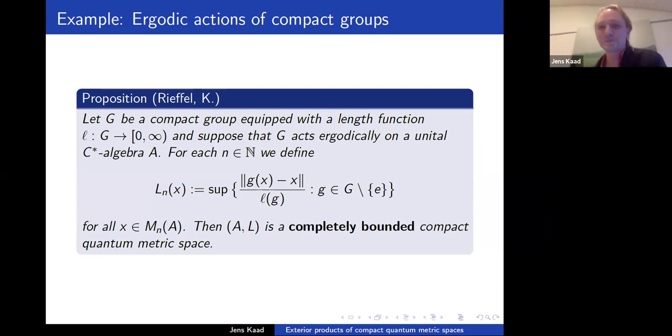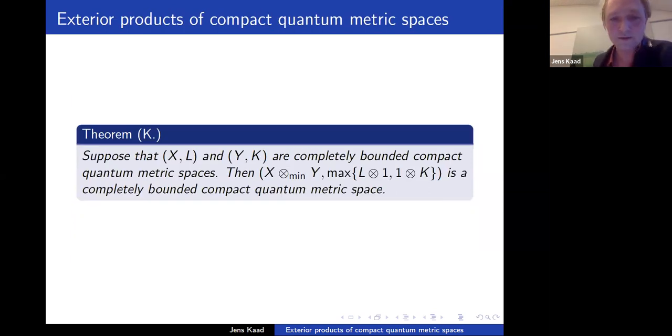There's not much to do here, but it's quite nice that this is the case. So I think we are ready for the main theorems. Suppose now that I have two completely bounded compact quantum metric spaces, (X, L) and (Y, K). I can then look at their minimal tensor product, this operator system here, and I can equip it with a Lipschitz operator seminorm, which is just the max of L tensor 1 and 1 tensor K, which I showed you previously how to construct.